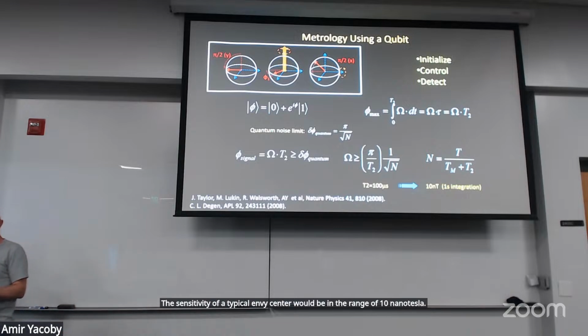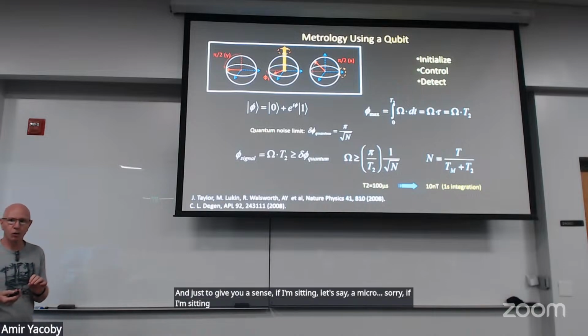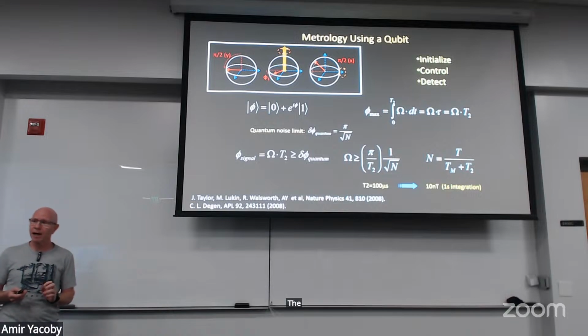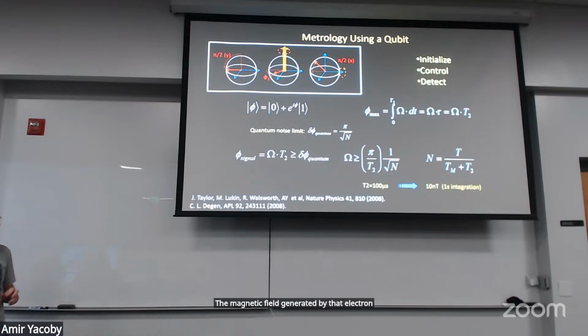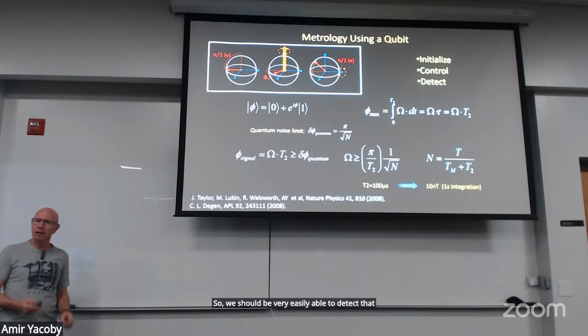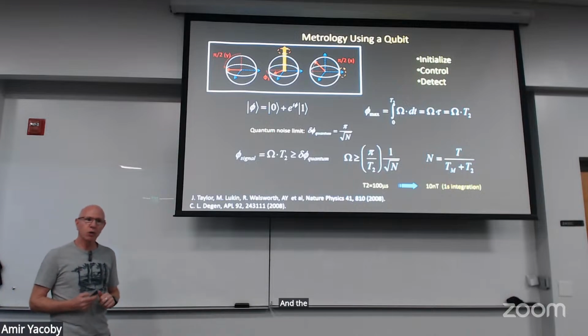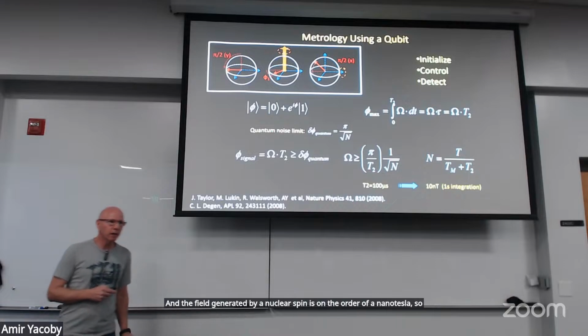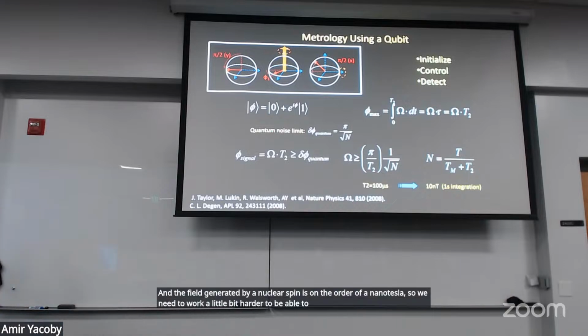And just to give you a sense, if I'm sitting 10 nanometers away from an electron spin, the magnetic field generated by that electron spin at 10 nanometers is about a microtesla. So we should be very easily able to detect that field. And the field generated by a nuclear spin is on the order of a nanotesla. So we need to work a little bit harder to be able to see a nuclear spin. But all of that has been already demonstrated.